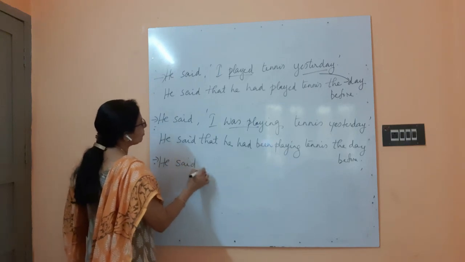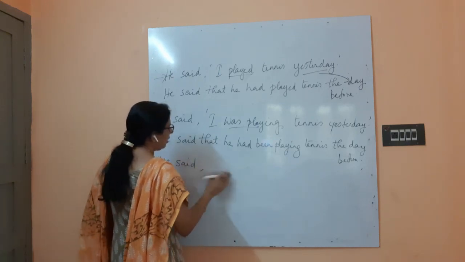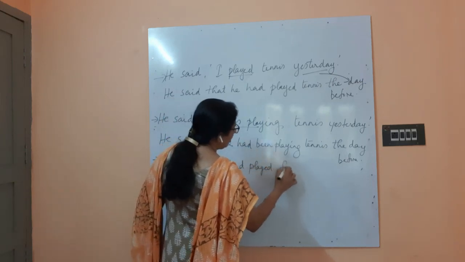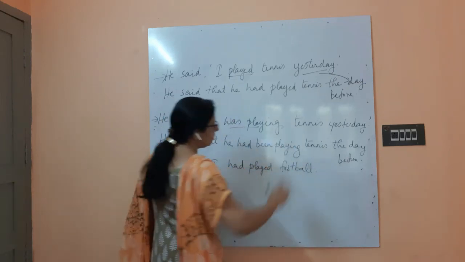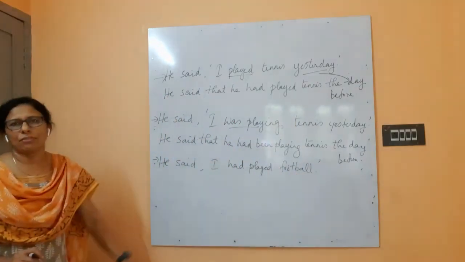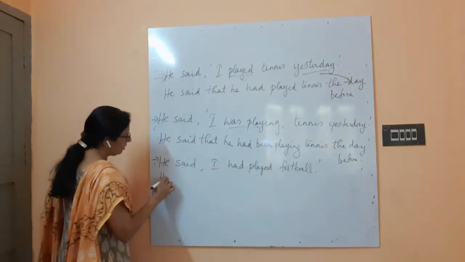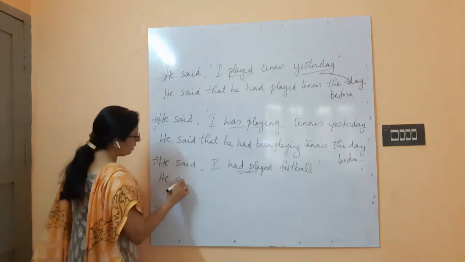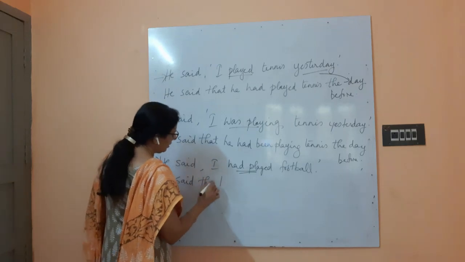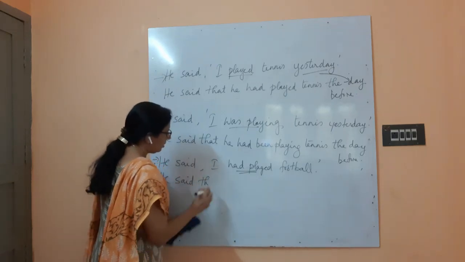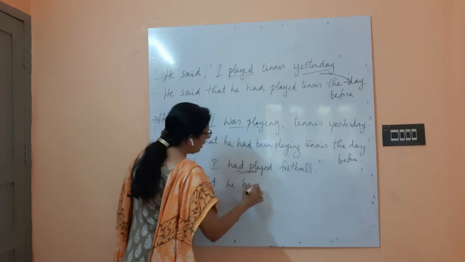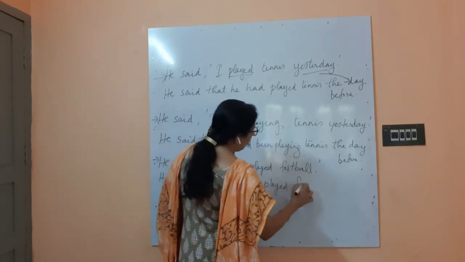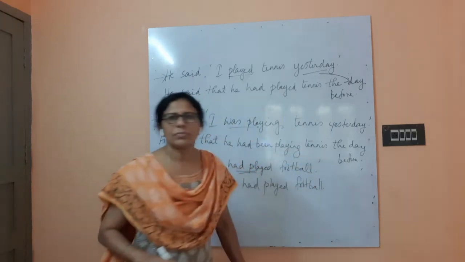He said, I had played football. Okay, I had played football. So this one, past perfect, what will happen? There won't be any change. Okay, he said that he had played football. Only the person will change. Understood? Okay.